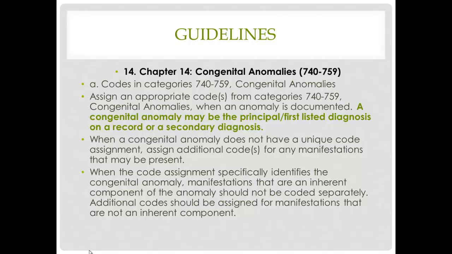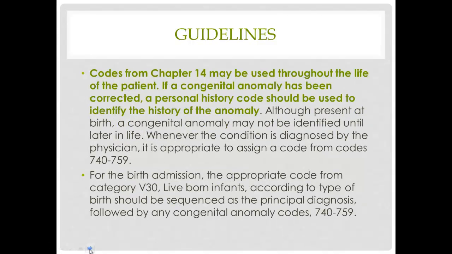On this slide, what I think is important is that a congenital anomaly can be the first listed or the principal diagnosis, and sometimes it can be the secondary diagnosis. Also keep in mind that these codes in Chapter 14 can be used throughout the life of the patient. But if this anomaly gets corrected, it should not be coded as if they have it today, but it should be coded as a history, which usually requires a V code.